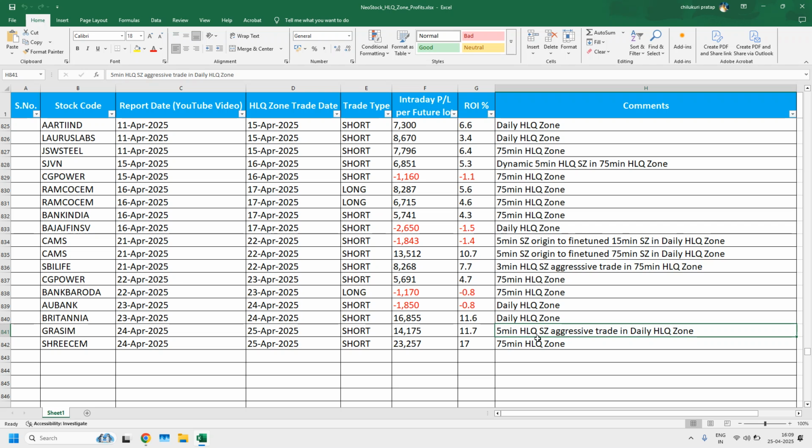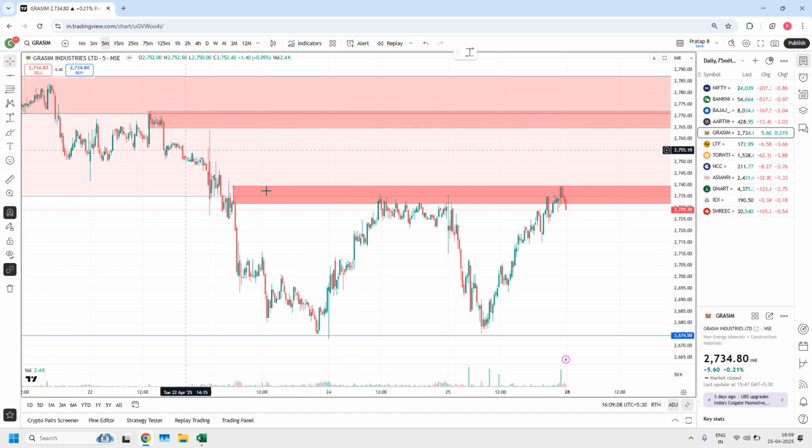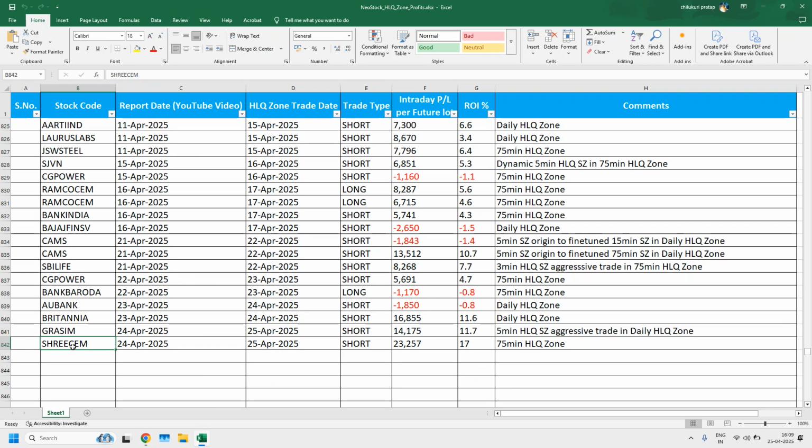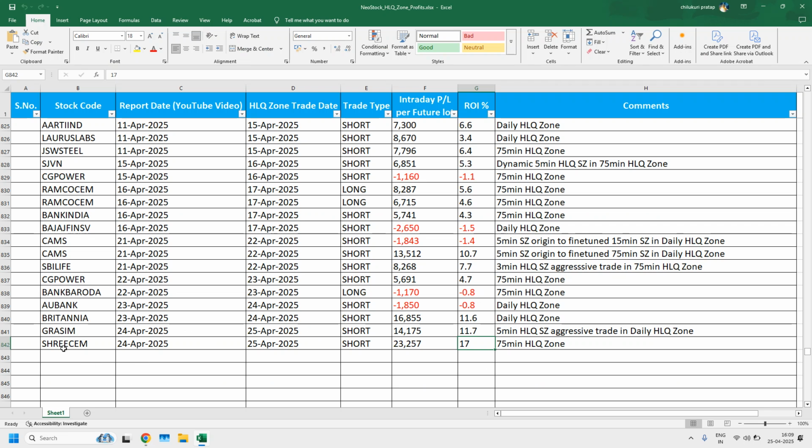This is the 5 minutes HLQ supply, an aggressive trade in the daily HLQ zone. See, inside the daily HLQ zone, this is the 5 minutes aggressive trade setup. Definitely one of these trades you would have taken, either Grasim or Shree Cement. If you would have taken Shree Cement, more profit you would have captured today. This is an extraordinary profit. Shree Cement. I'm sure one of these HLQ zone traders might have taken it today. Maybe if anybody avoided the HLQ zone, you might have taken a trade in Shree Cement because it is a fine-tuned zone.